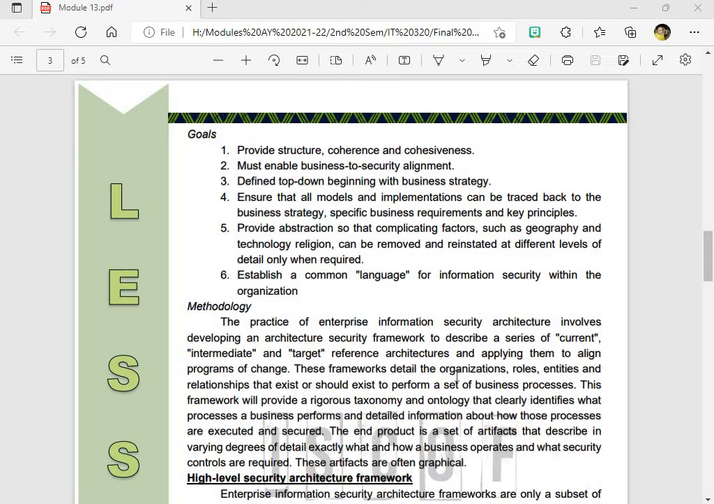So this framework will provide a rigorous taxonomy and ontology that clearly identifies what processes a business performs and detailed information about how those processes are executed and secured. So the end product is that you are going to set artifacts that describe in varying degrees exactly what and how the business operates and what security controls are required. So these artifacts are often graphical.